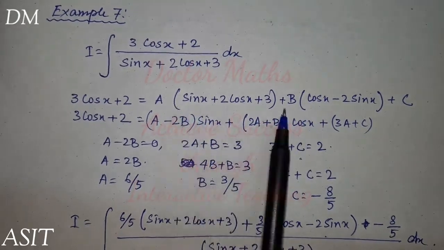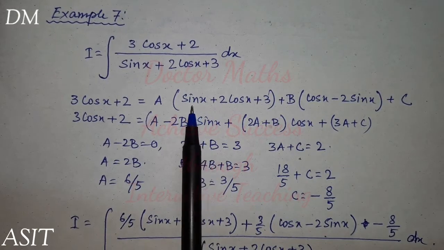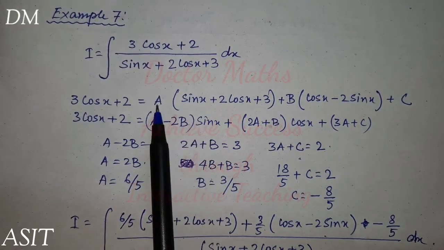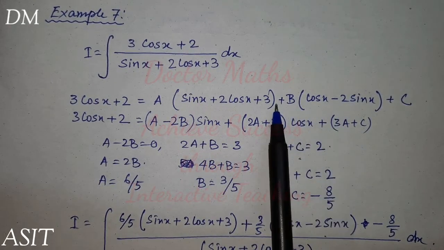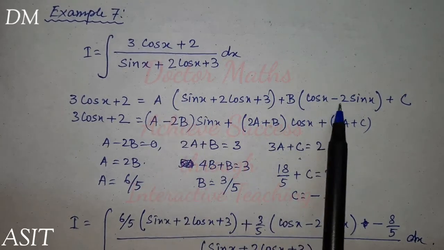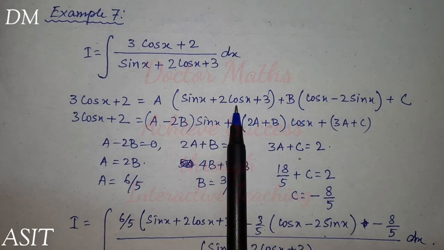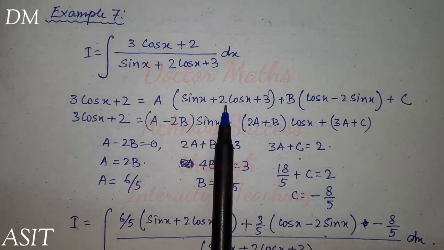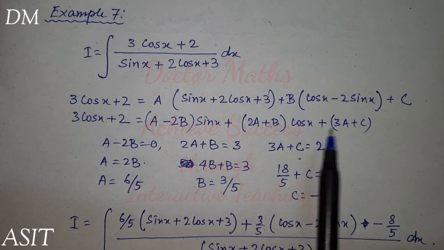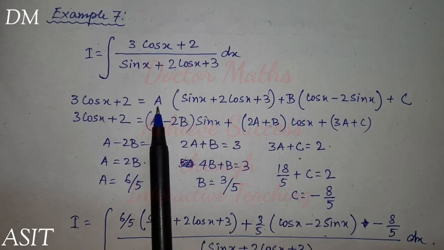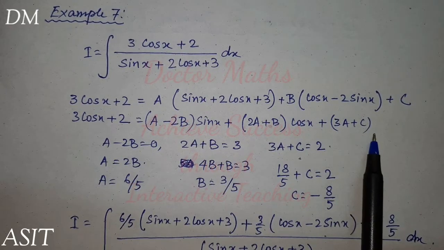Now we need to arrange the terms. First I will arrange the term of sin x. What will be the coefficient for sin x? It will be a into 1, a, minus 2b, so a minus 2b sin x. Then what is the coefficient of cos x? It will be 2a plus b, 2a plus b cos x, plus, next, 3a plus c, this is a constant term.